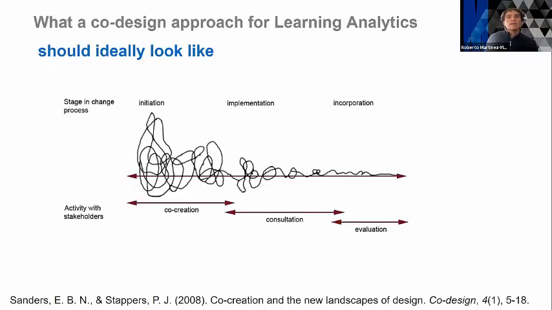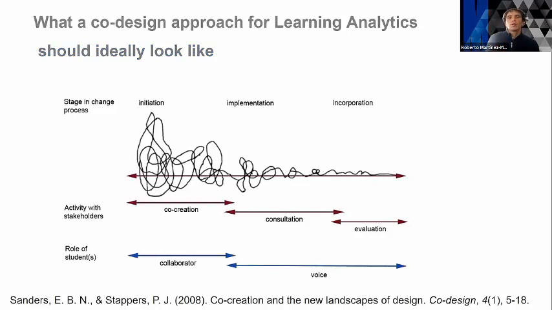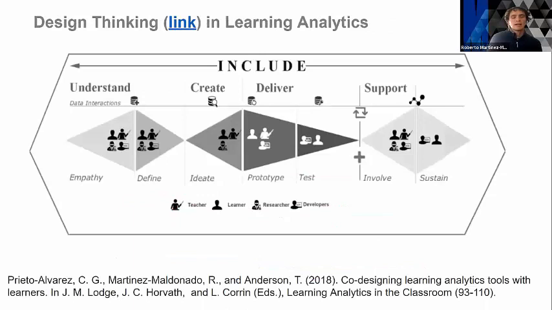So when we go back to this fuzzy way to design, we can have the stakeholders' involvement in this process: co-creation at the beginning, but also consultation during the implementation and evaluation at the end. So the role of the student can be as a collaborator at the beginning and then just keeping their voice throughout the whole project. This is an idea that Carlos and myself and Teresa put together as a conceptualization, bringing the idea of design thinking for co-designing and giving a voice to the teacher and the learner in the whole process.